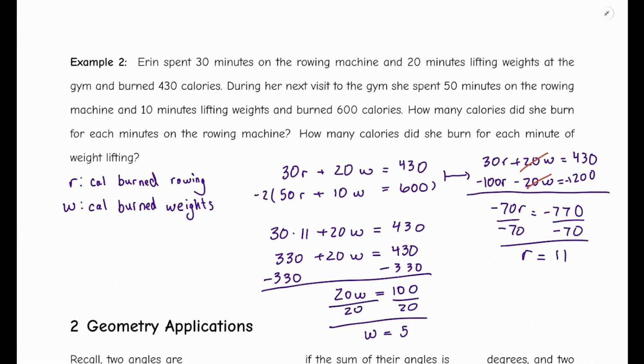So in other words, she burns 11 calories per minute on rowing, and 5 calories per minute by lifting weights.